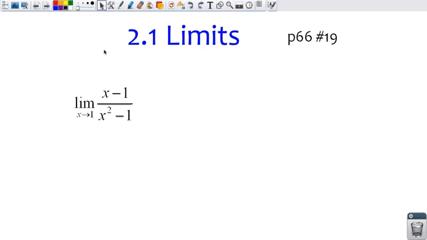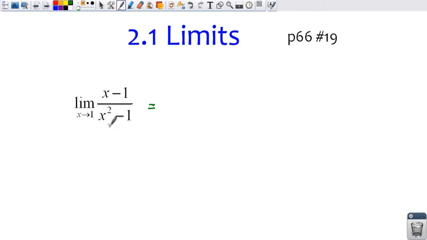The first thing, why was it undefined? Well, if we just plug in 1 into the denominator, we get 1 squared minus 1, which is 1 minus 1, which is 0. And expressions that have a denominator of 0 just don't make sense. So that's why the function's undefined, and that's why we can't use substitution to find this limit. So that leaves us relying on some other tools, and we're given the hint to use algebra here.